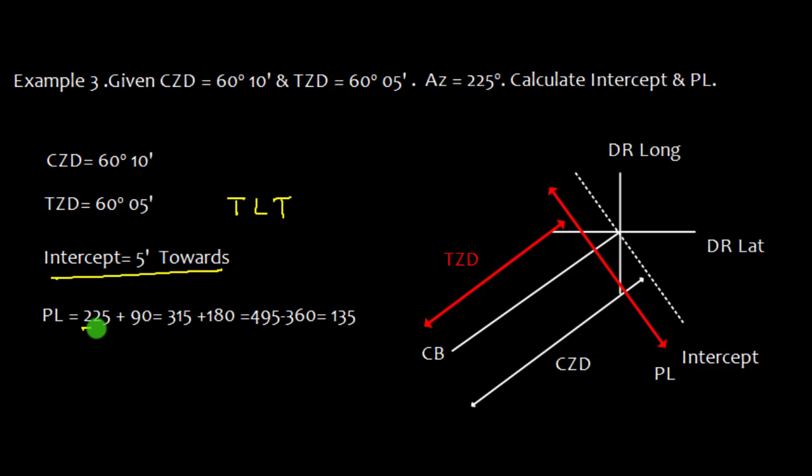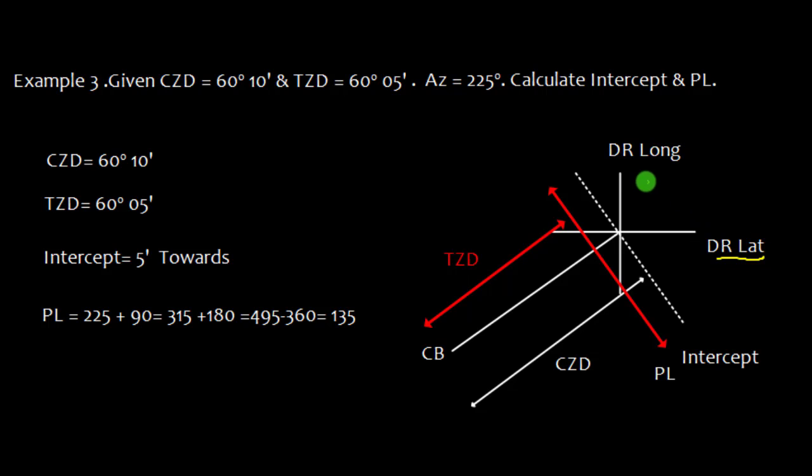Now for the position line, 225, you add 90 degree, it becomes 315. Then again you add 180 degree, it is 495. Well, we have the measurement only from 0 to 360 degrees, so we need to subtract 360 degree, so we get 135. So basically we have the position line as 135 degree to 315 degree.